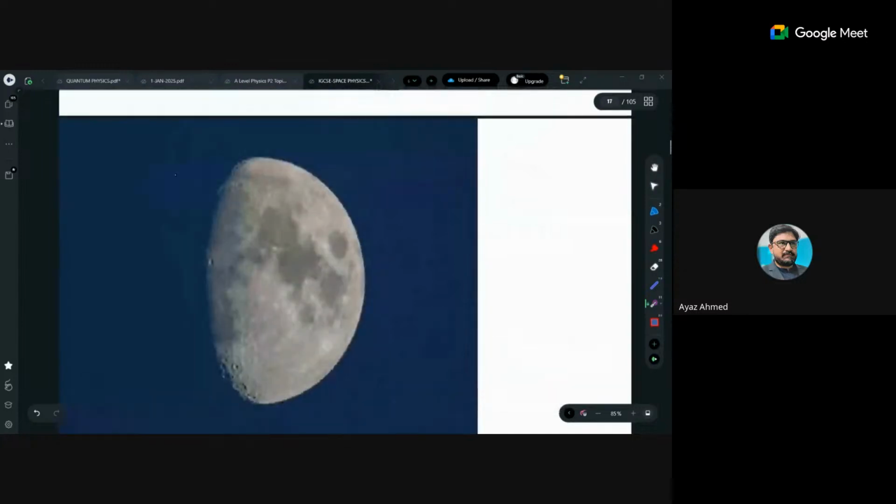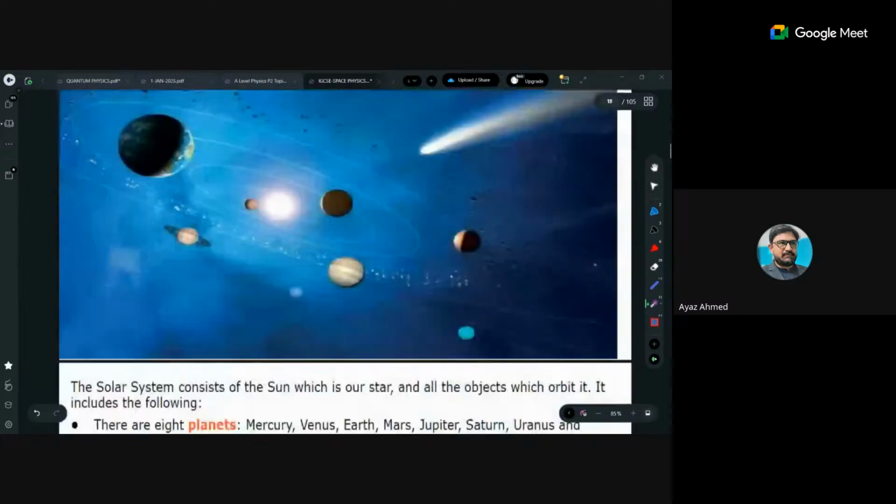ऐसा नहीं है कि आपका sun यहाँ पे नहीं है. It is also here. Sorry, moon यहाँ पे भी आपका. This is the full moon, but you are able to see the half. So that means that is the half moon.